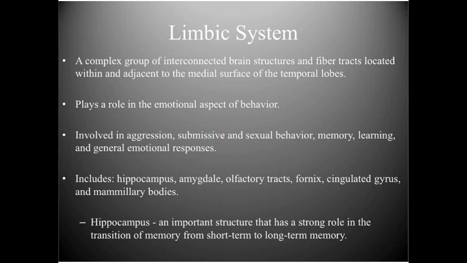The limbic system. The limbic system is a complex group of interconnected brain structures and fiber tracts located within and adjacent to the medial surface of the temporal lobes. It plays a role in the emotional aspect of behavior, so that's something you want to keep in mind. It's going to play the role of bringing about your emotions. It's involved in aggression, submission, and sexual behavior, memory, learning, and general emotional responses. It includes the hippocampus, amygdala, olfactory tracts, fornix, cingulate gyrus, and mammillary bodies.